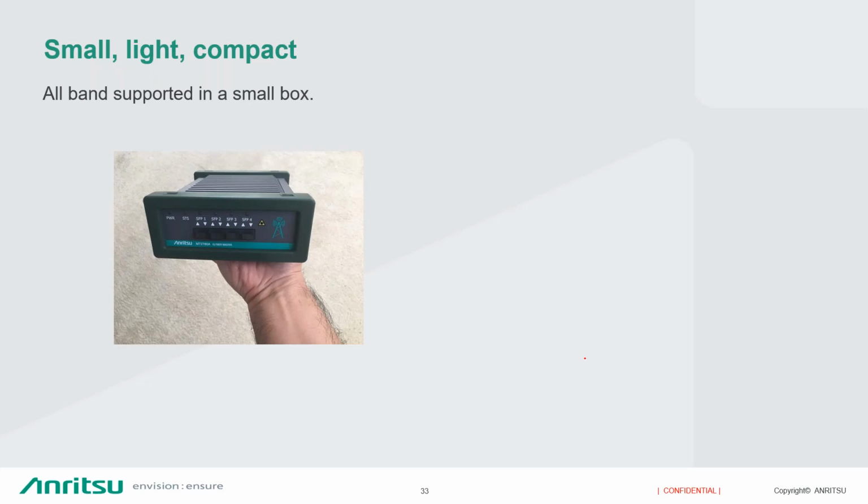Okay, a couple of extra things about the IQ FiberMaster. It is small, light, and compact. It is using the CPRI link, so it doesn't need its own amplifiers. It doesn't transmit RF, and it's multi-band. So this little box can handle all of the LTE bands that are in existence today.